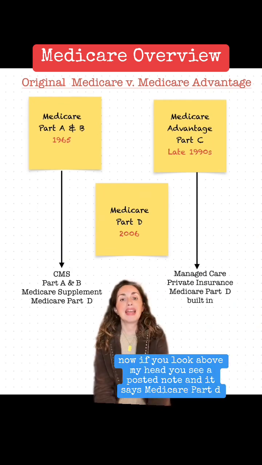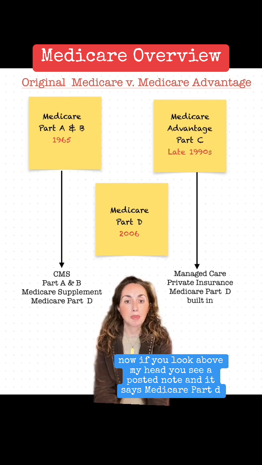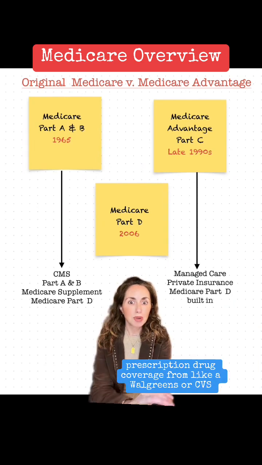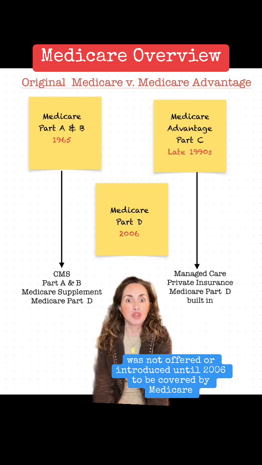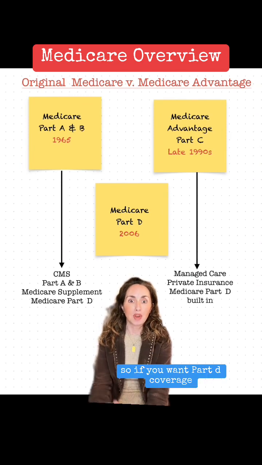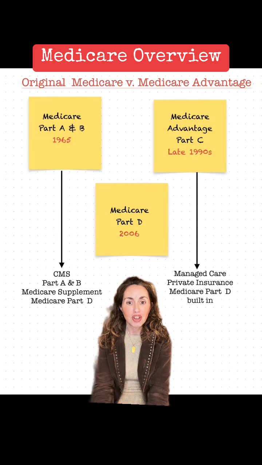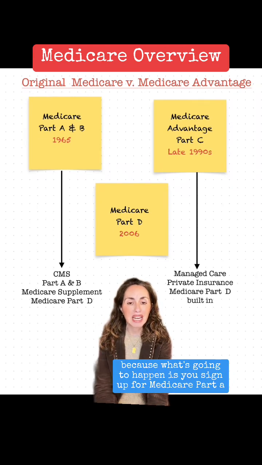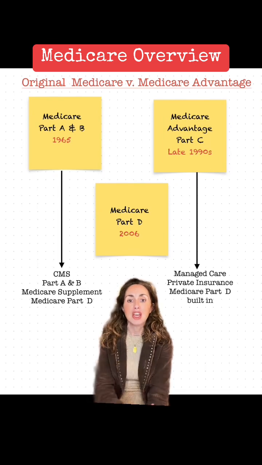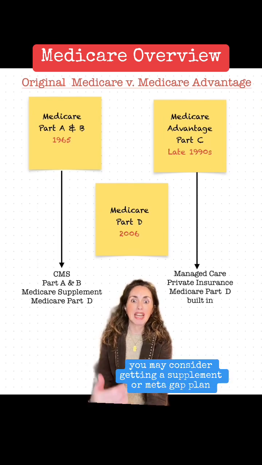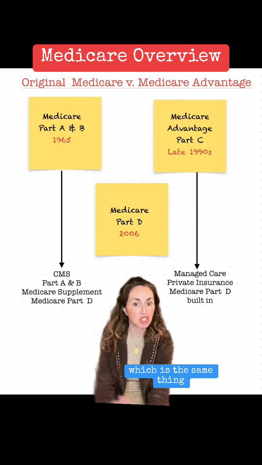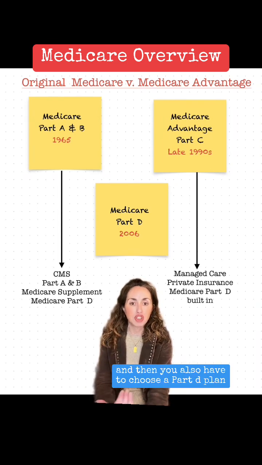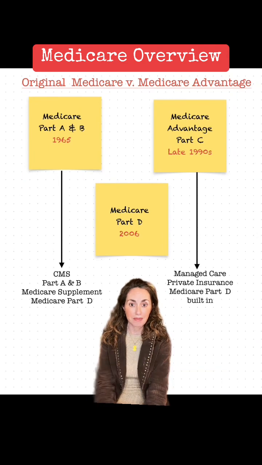Now, if you look above my head, you see a Post-it note, and it says Medicare Part D. Believe it or not, prescription drug coverage from a Walgreens or a CVS was not introduced to be covered by Medicare until 2006. So if you want Part D coverage, that is an additional step you have to take if you're in Original Medicare. Because what's going to happen is you sign up for Medicare Part A, you sign up for B, you may consider getting a supplement or a Medigap plan, which is the same thing, and then you also have to choose a Part D plan.